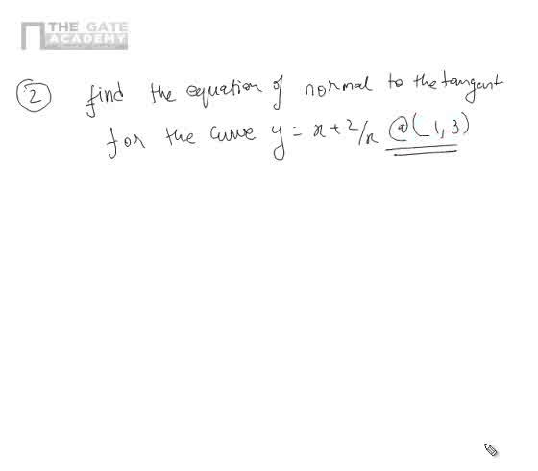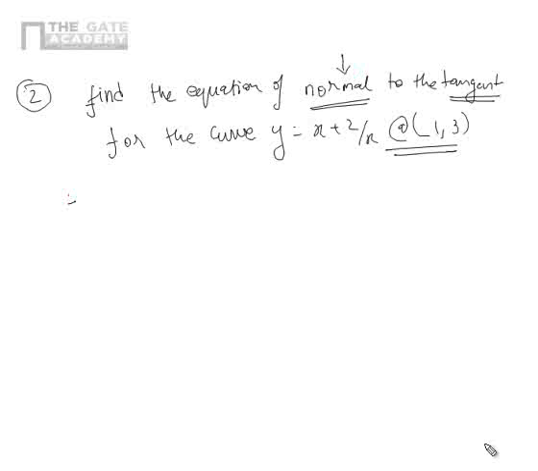In the previous case we solved the tangent. Now it is asking the normal. So again, equation of normal is asked. Please remember, it is not the equation of tangent, it is the equation of normal to the tangent that is asked. So what is the relation?